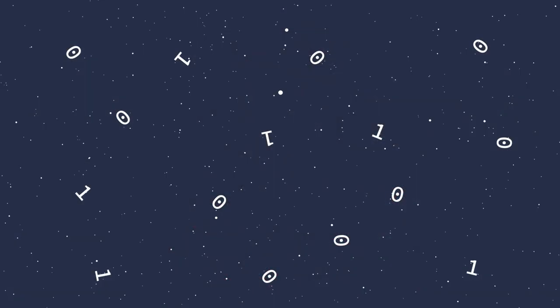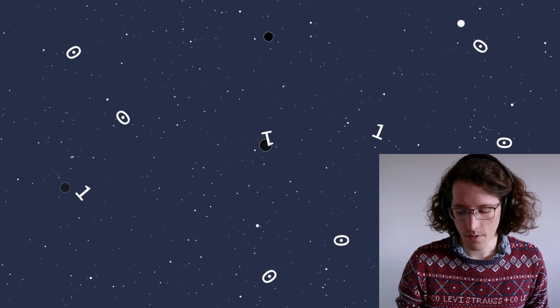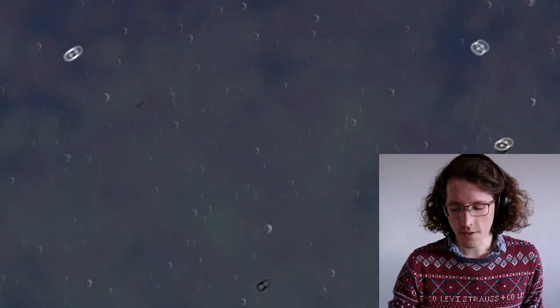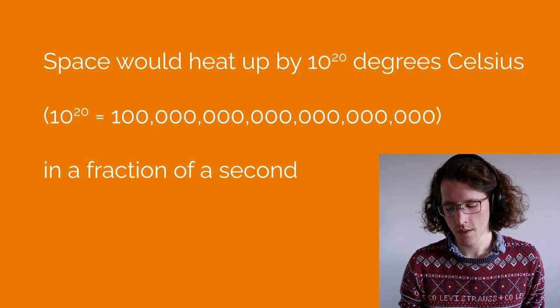So in the case of the universe, if black holes destroy information, it will become hotter, and... Yes, that's exactly right. Virtual black holes are always forming and evaporating everywhere in space. And if they destroy information in the way that Hawking thought, then space would heat up. And in fact, calculations have shown that space would increase in temperature by 10 to the power of 20 degrees in a fraction of a second. Clearly, we don't observe this.